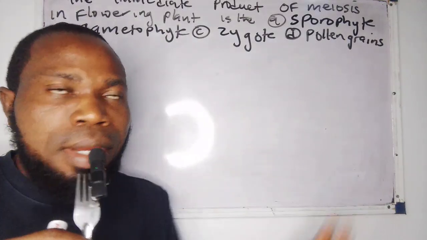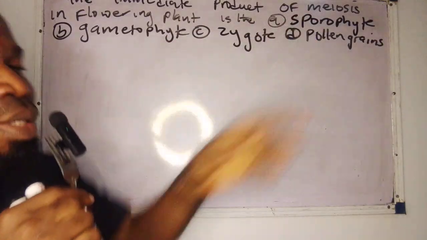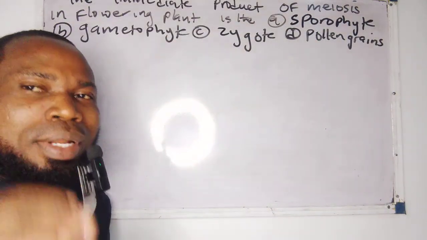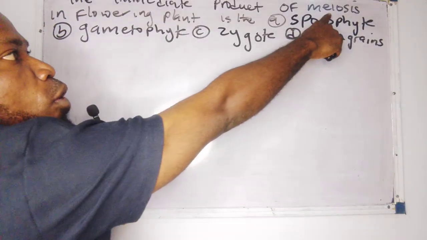So, not to waste time, let's go straight to the point. They said the immediate product of meiosis. The way I like to do it, I like to underline each term that is used in the question. Now they made mention of meiosis there.